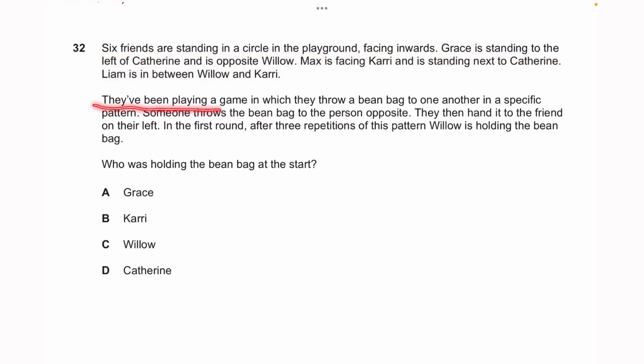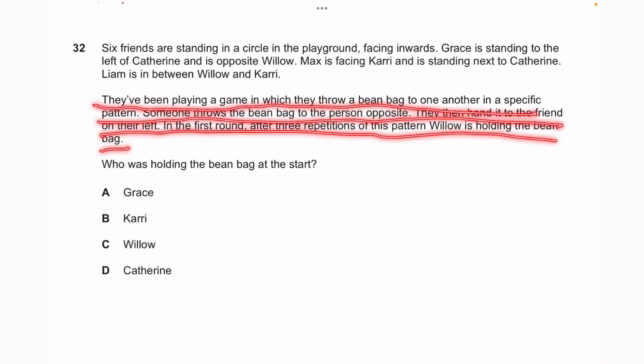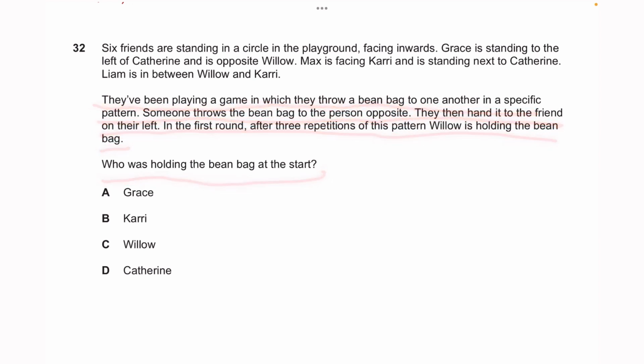Now, they've been playing a game in which they throw a beanbag to one another in a specific pattern. Someone throws the beanbag to the person opposite. They then hand it to the friend on their left. In the first round, after 3 repetitions of this pattern, Willow is holding the beanbag. So who was holding the beanbag at the start? And we've got our 4 options here. So what we've got to do is we've got 2 pieces of information.